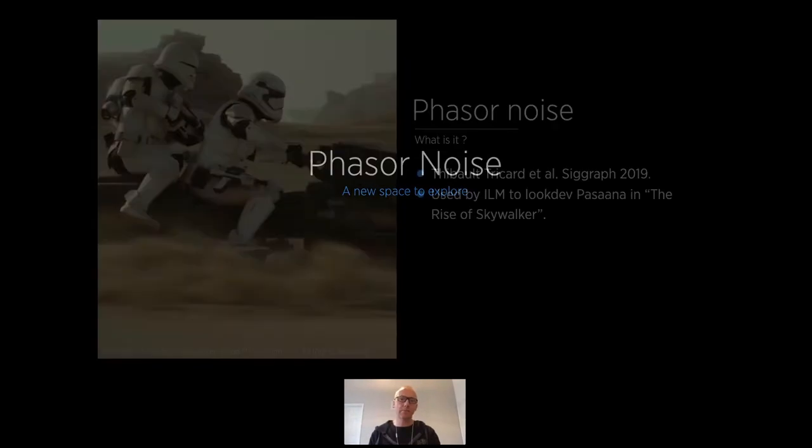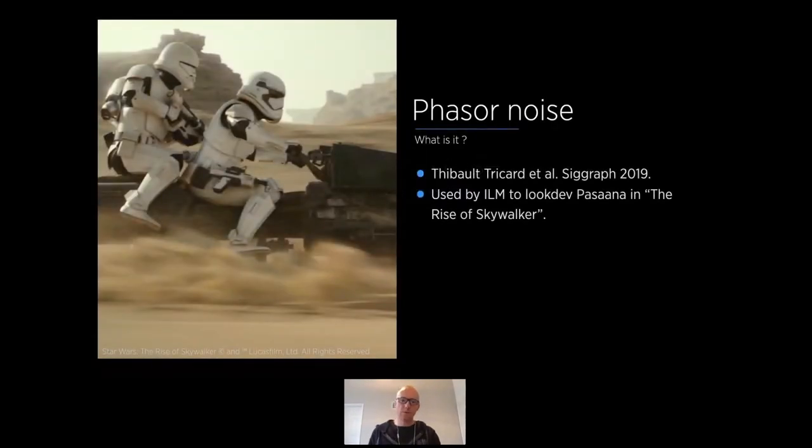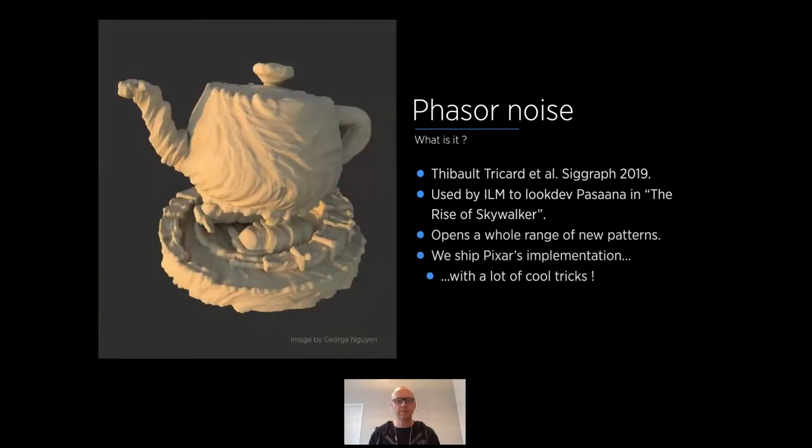It's a new type of noise that was presented at SIGGRAPH last year and used by ILM to look dev Passana in The Rise of Skywalker. They used it for the sand dunes and a number of other effects. There is a really vast texture space to explore, and we ship our studio's implementation, which has a lot of nice features. So phasor noise, what is it really?